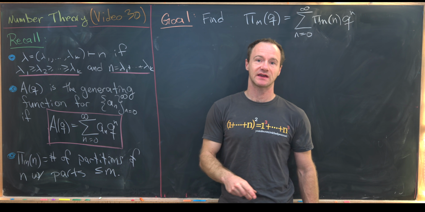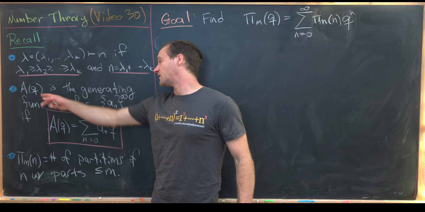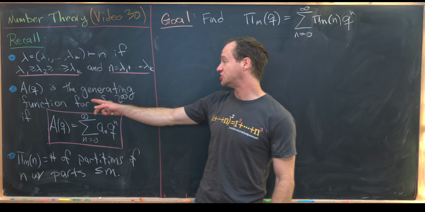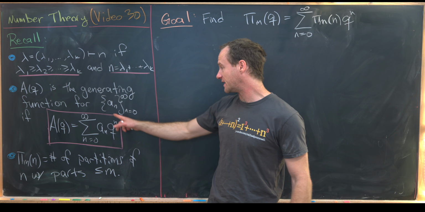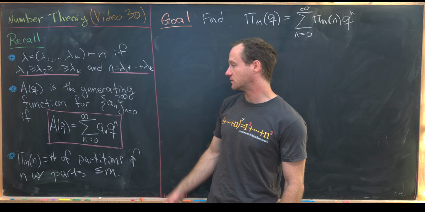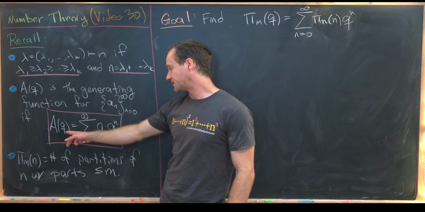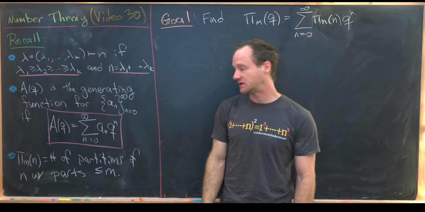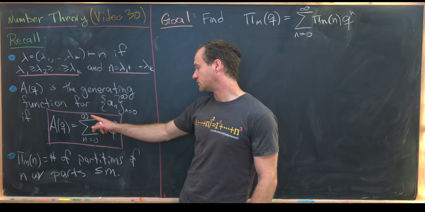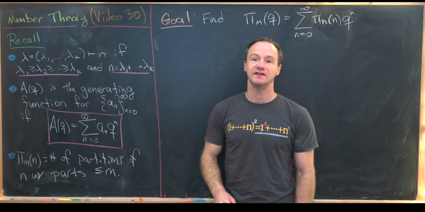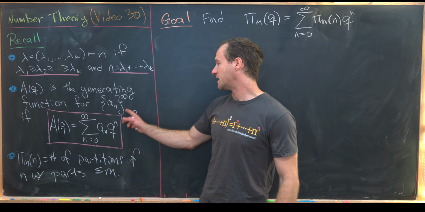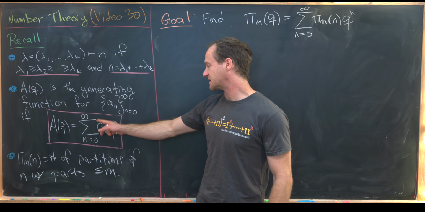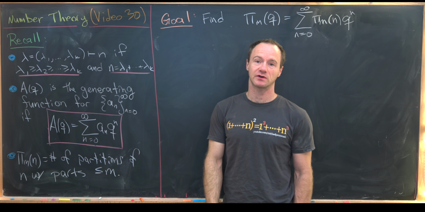up to lambda k. Also, we say that the function a of q is the generating function for the sequence a sub n as n goes from 0 to infinity, if a of q is equal to this power series, the sum as n goes from 0 to infinity of a sub n q to the n. So somehow we encode this sequence as coefficients of this power series.